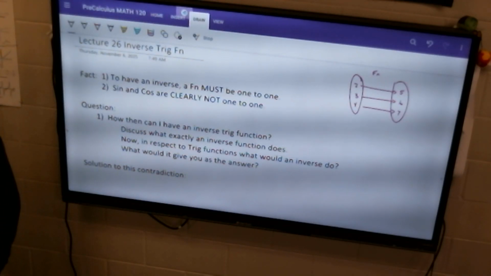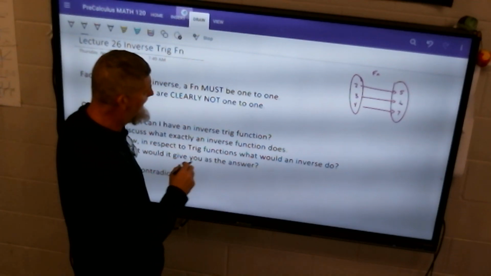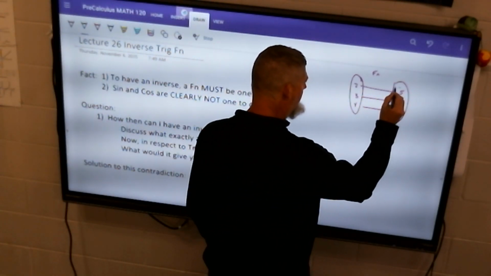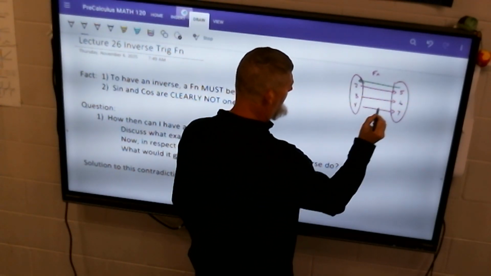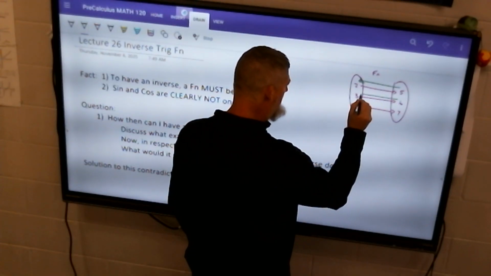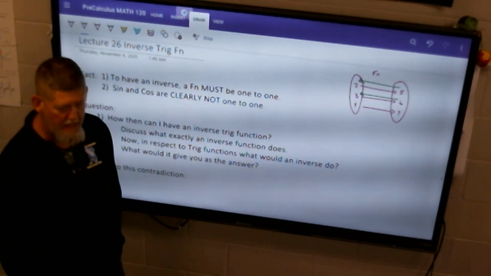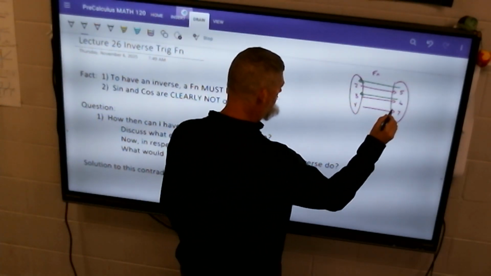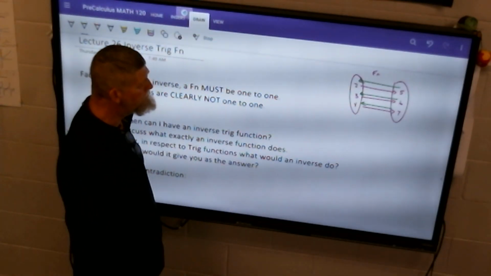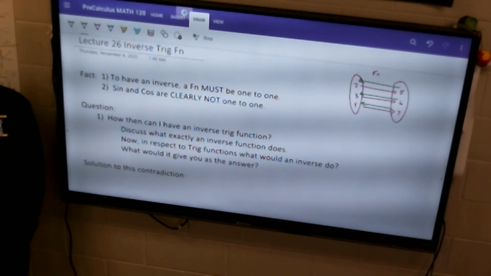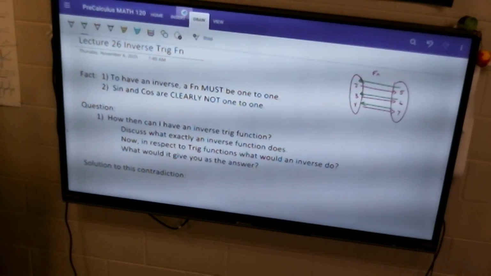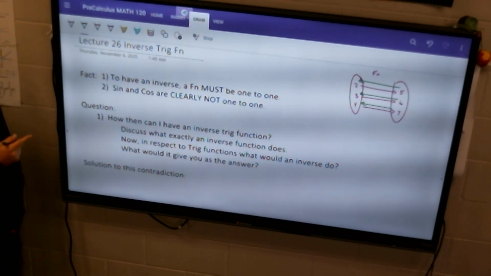So an inverse does what? Well, exactly what Omar just said. It says, here's the 5, it maps it back to 2. It takes the 6 and maps it back to 3. It takes 7 and maps it back to 4. So what does a one-to-one function look like then? Well, there's a one-to-one function. 2 only goes to 5. 5 only comes back to 2.